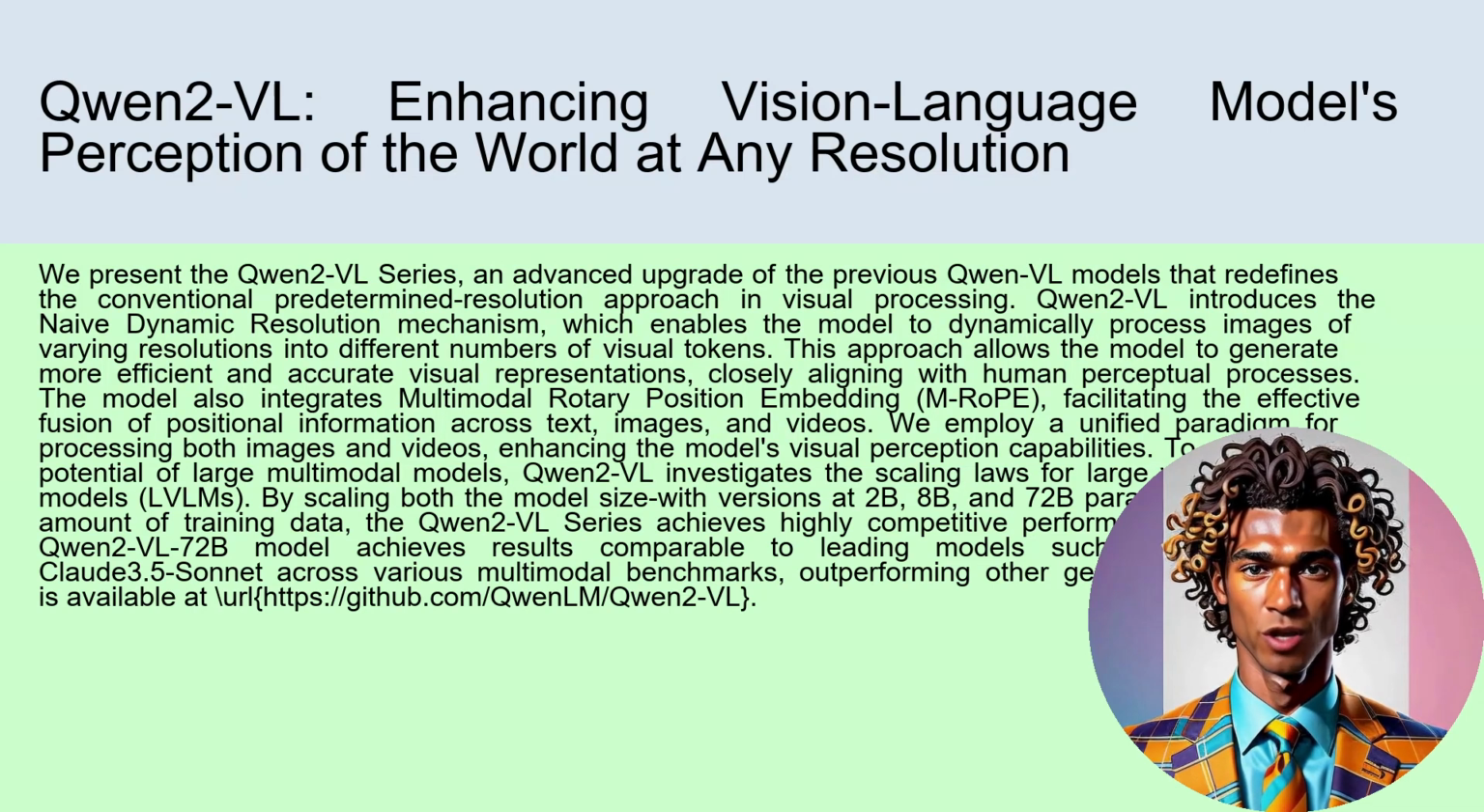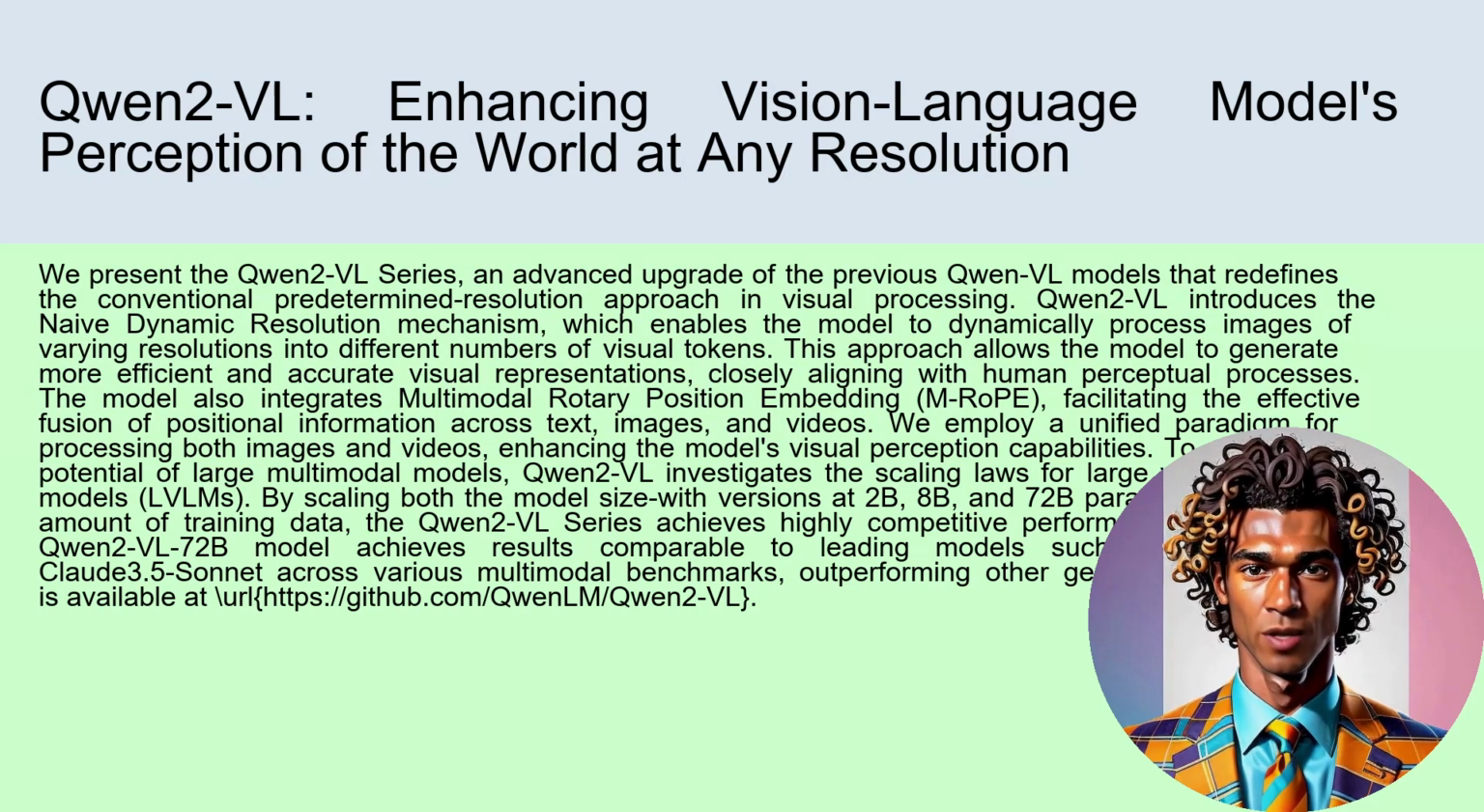The researchers show that by increasing the size of Qwen2-VL and feeding it more training data, its performance gets significantly better. The largest version of Qwen2-VL, with 72 billion parameters, can achieve results comparable to some of the top models like GPT-4o and Claude 3.5 Sonnet across many different tests. This research showcases the power of large multimodal models, paving the way for more advanced AI systems that can understand and interact with the world in a way that's closer to humans.